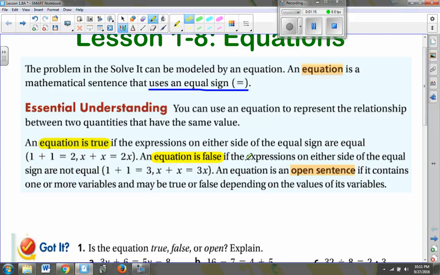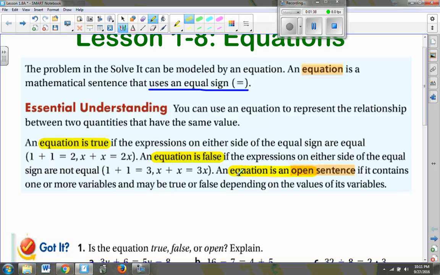An equation can also be false if the expressions on either side of the equal sign are not equal. If it says something crazy like 1 plus 1 is 3, or 2 plus 7 is 22, something that is for sure, most definitely not true, then we would say that equation is false.